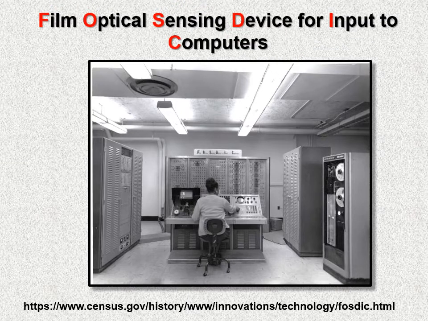FOSDIC is a film optical sensing device for input to computers. So what happens is the FOSDIC form is filmed, and then this piece of equipment takes the film and transfers the information, sees the filled in circles, to magnetic tape, and the magnetic tape feeds into the computer.